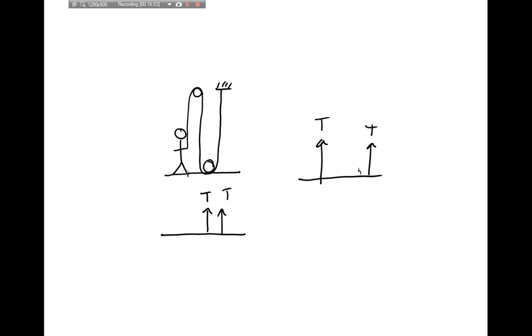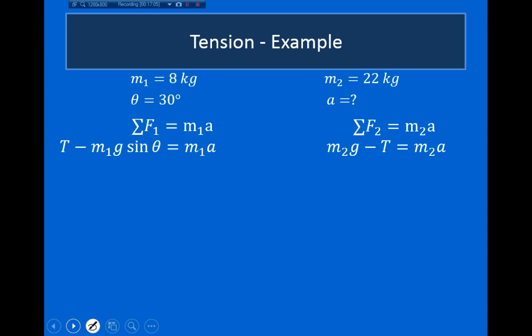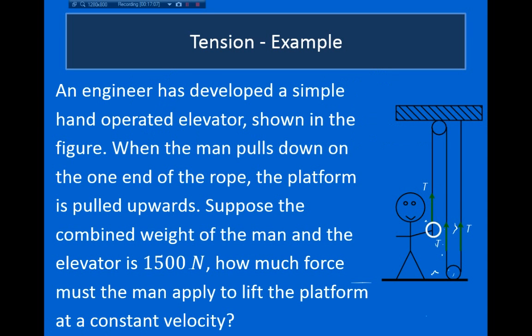And then of course there's the fact that the man here is pulling down on the rope, so the rope is pulling up on him, according to Newton's third law, and that force is also equal to the tension in the rope. So that total force caused by the rope here and the rope passing over the pulley is 3 times the tension in the rope. So if this whole thing here on the right weighs 1,500 newtons, then the force that has to be applied and the tension to lift the platform up at a constant velocity is only 500 newtons.